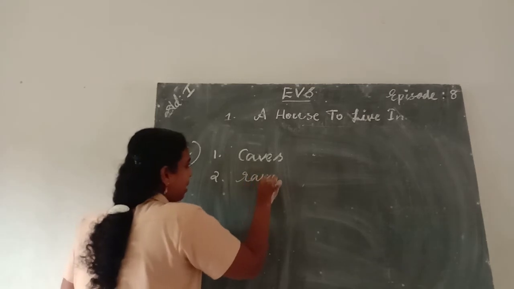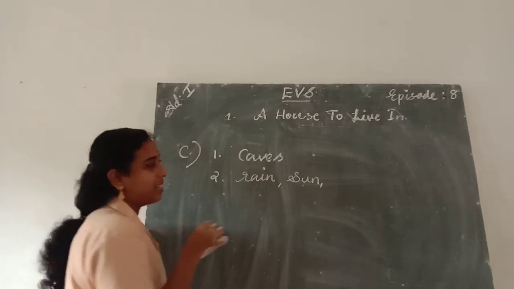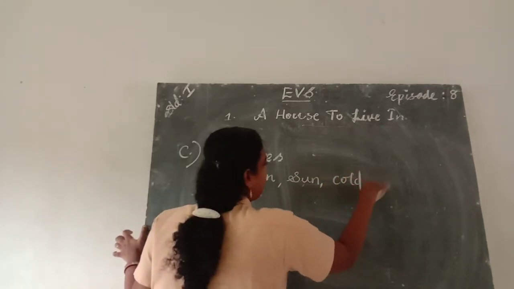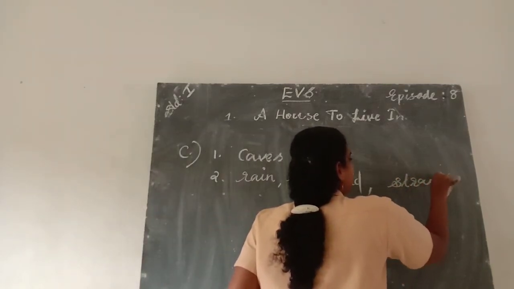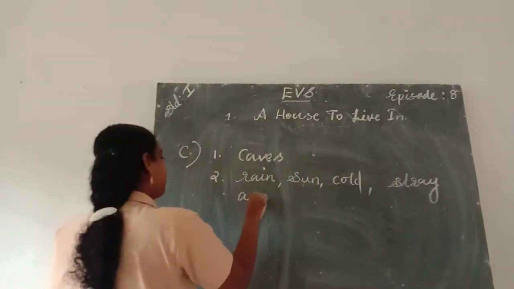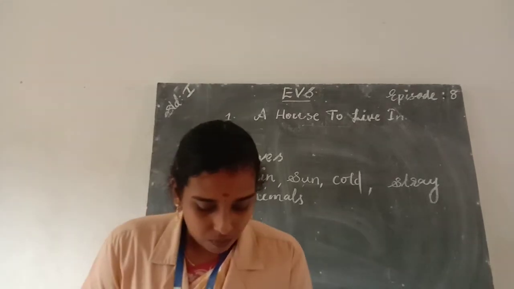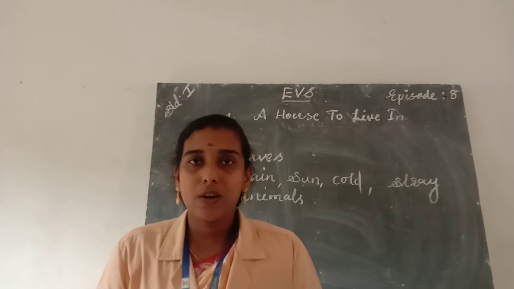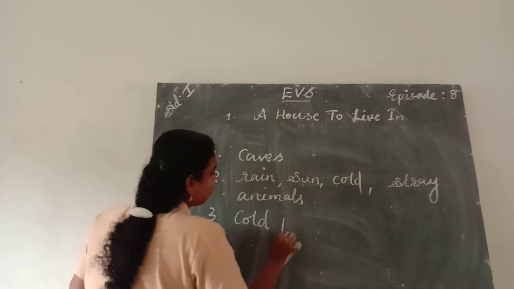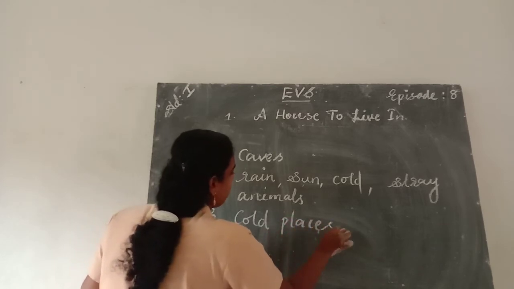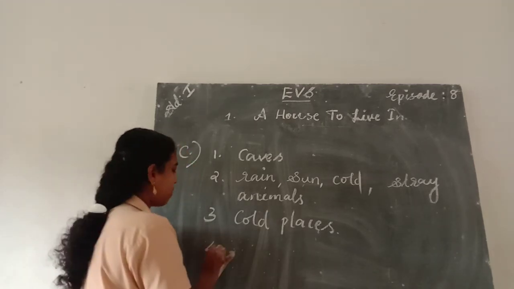Rain, R-A-I-N, rain. Sun, S-U-N, sun. Then cold, C-O-L-D, cold. Then stray animals, S-T-R-A-Y, stray animals. Third question. Where can you find an igloo? Find an igloo in very cold places. Cold, C-O-L-D, cold places. P-L-A-C-E-S, places.